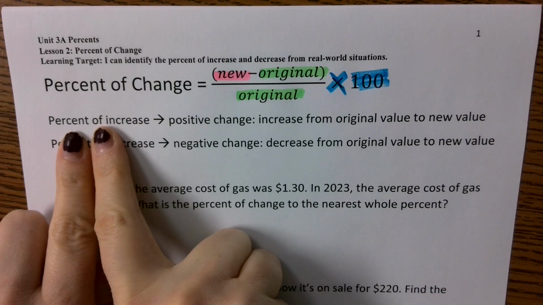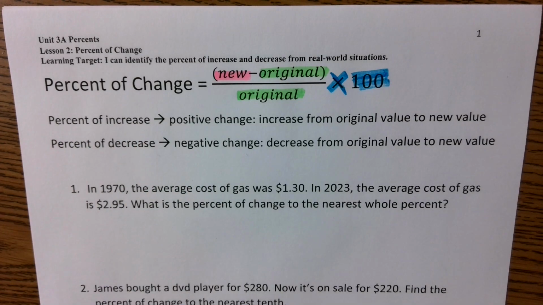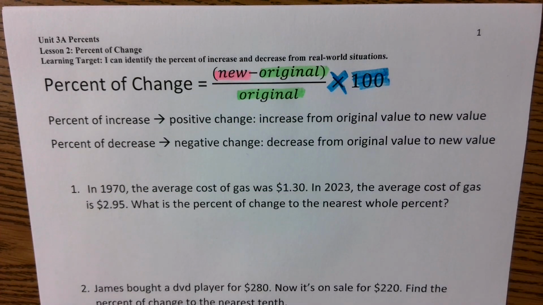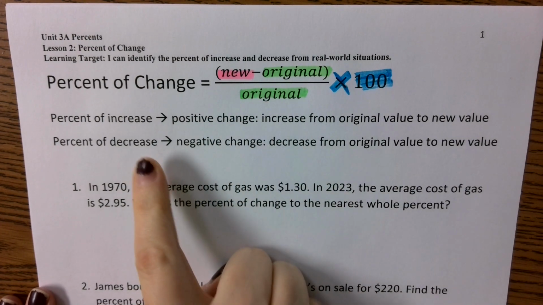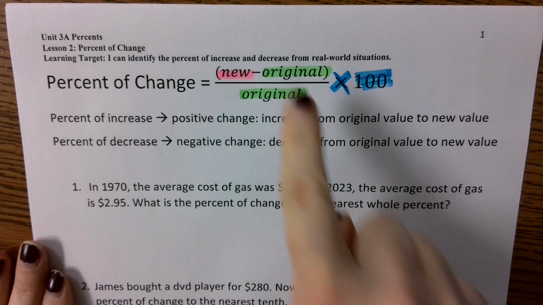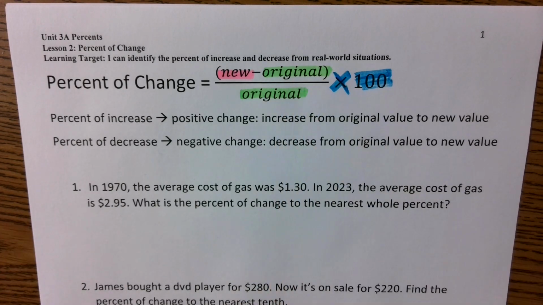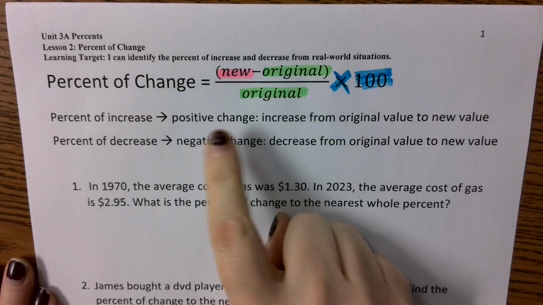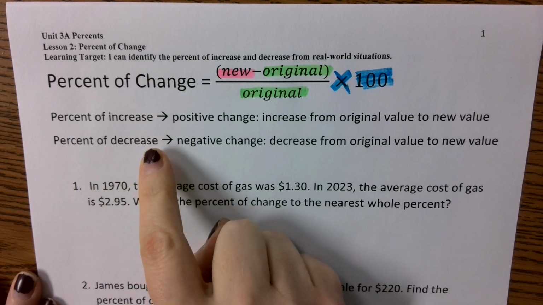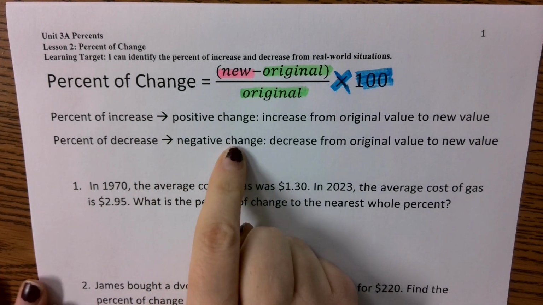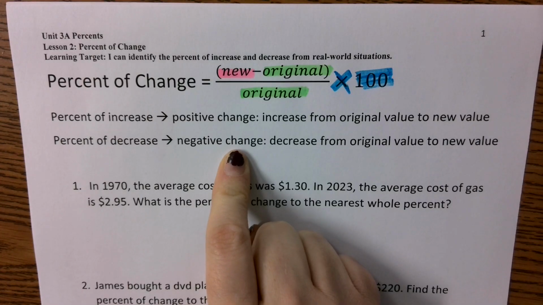Now, if it is a percent of increase, so if we are increasing from our original to our new, then we'll notice that the change that occurs is a positive change. If we are talking about a percent of decrease, meaning that our original value was bigger and we are decreasing to a new value, then that's going to show us negative change. We do not write them as positive or negative. We write them as increase or decrease. So if you were to get a negative answer, let's say our answer was -5, then we would just say 5% decrease.